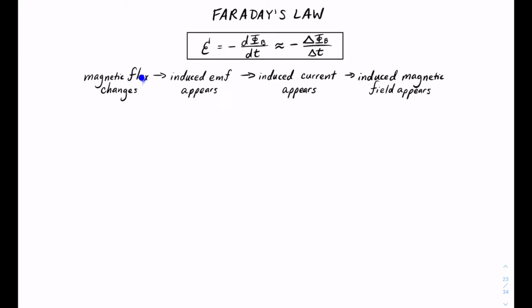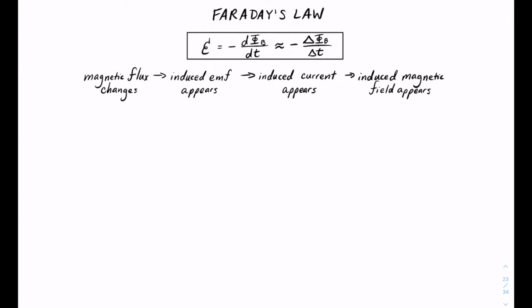First, magnetic flux changes. That could happen by the magnetic field changing, the area of the loop changing, or the relative angle between those two changing as well, or a combination of all three. Anyway, if flux changes, then an induced EMF appears. That induced EMF then causes an induced current to appear. We can find the magnitude of that current using Ohm's law, and then that induced current causes an induced magnetic field. All of these events again happen so as to oppose that change in flux that occurred.